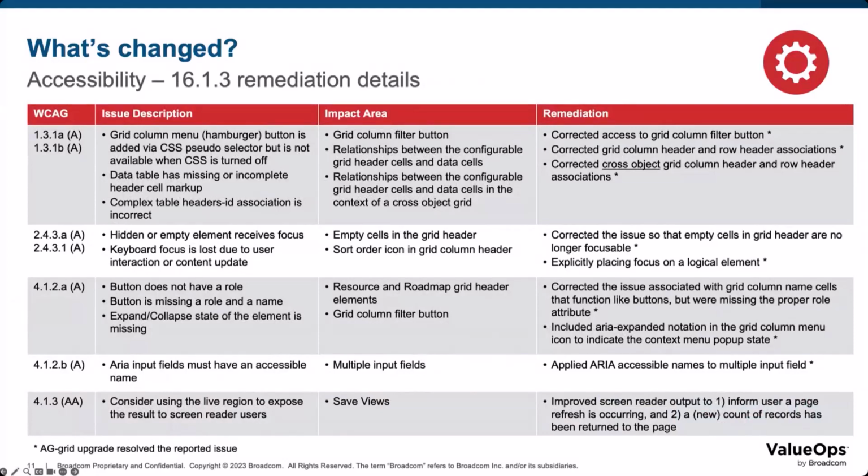For example, the top 4 rows in the table represent issues that were remediated by simply upgrading Clarity's underlying grid technology. And the good news is that these issues then were not called out in our most recent accessibility audit. The last item in the table is referencing the work to improve screen reader count output in the case where the grid content updates dynamically based on a user action.